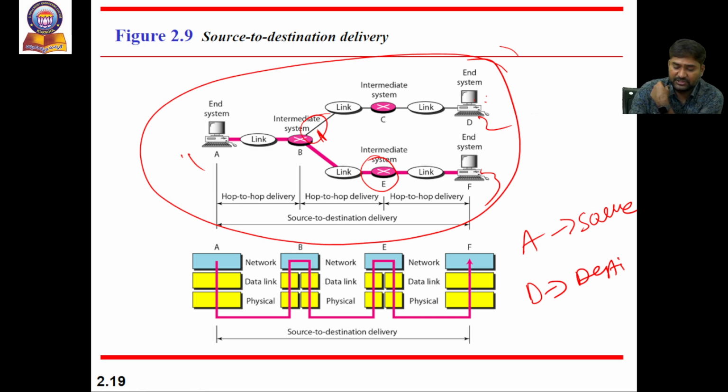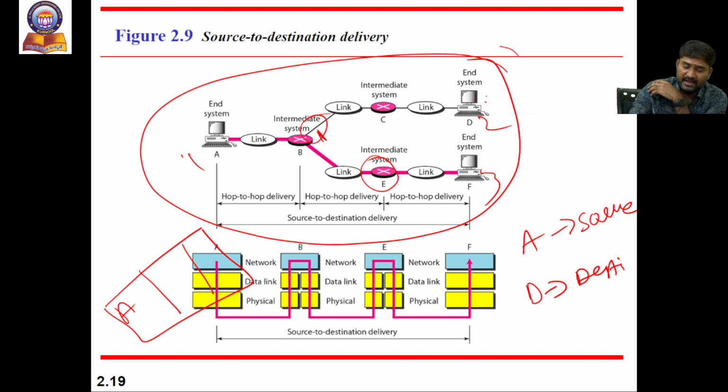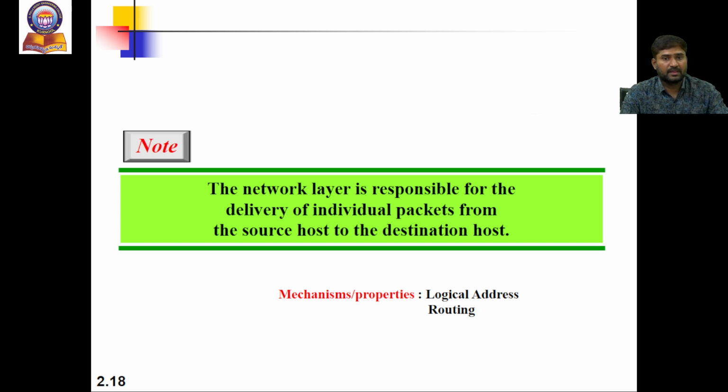So in the packet, as the source I add system A, and as the destination system I add D. Observe that I add D as the destination. This is the process where the network layer is responsible for sending the packet from the source host to the destination host.